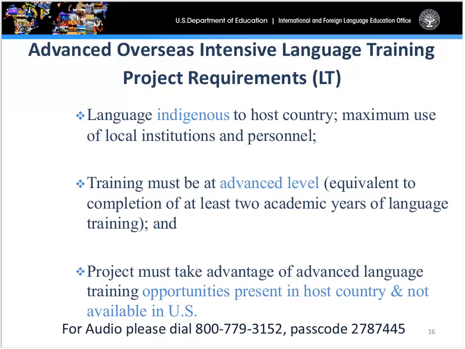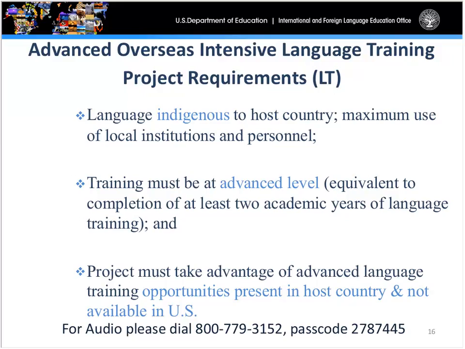And so while they're there, they are learning the language in a more in-depth way than they would be able to receive here in the United States. Again, they've already received two academic years of training for this type, and so they're just going to really learn the indigenous language of the host country and have maximum use of the local institutions and personnel in the host country. So on this one, you really want to highlight the idea of being able to take advantage of the advanced language training opportunities that are not available here in the United States.